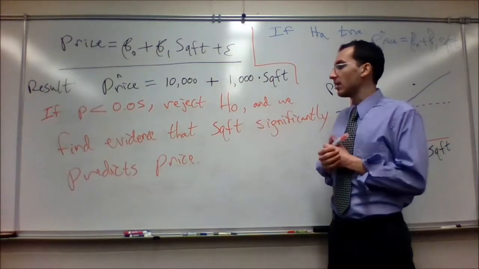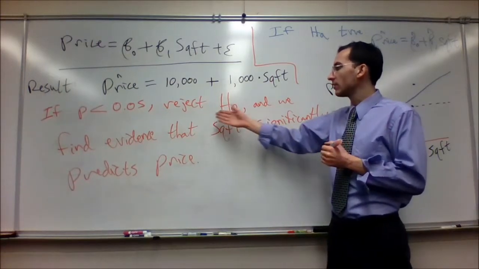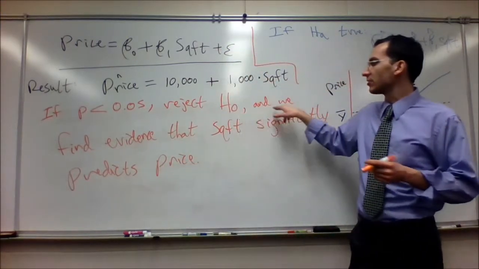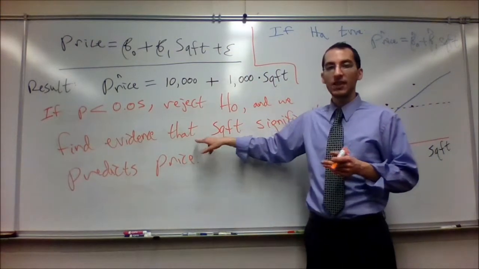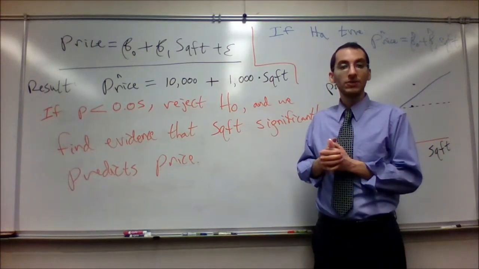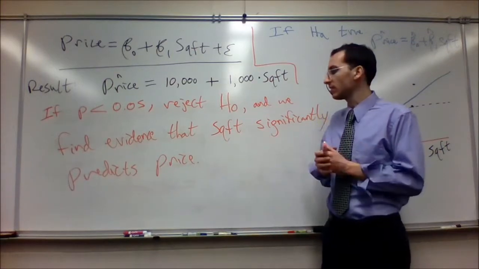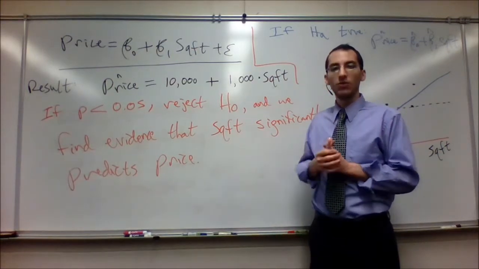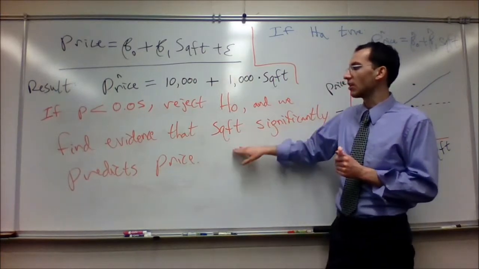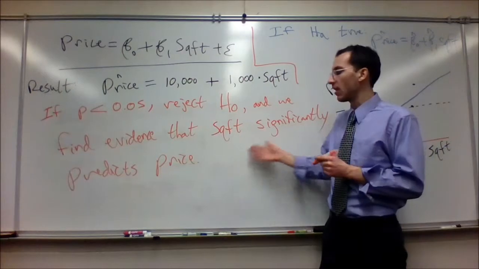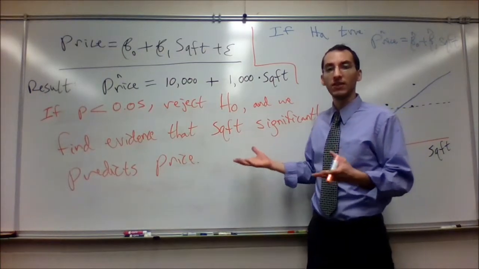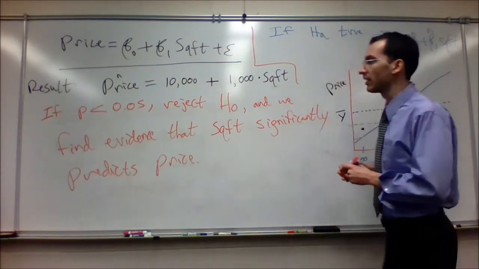You can phrase this all kinds of ways. You could say that if p is less than 0.05, we reject H0 and we find evidence that beta 1 is not equal to 0, that beta 1 is statistically significant. So there are many ways to phrase this, and it's your choice, as long as you just communicate the idea that either our explanatory variable or our slope coefficient are statistically significant at predicting price.